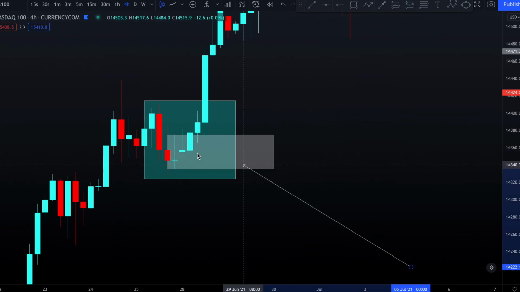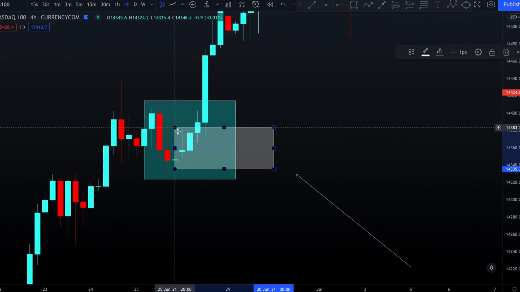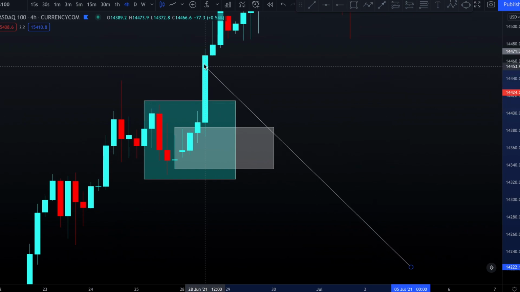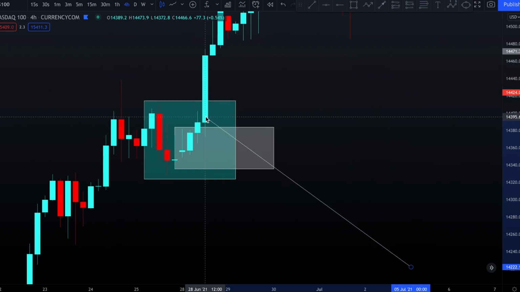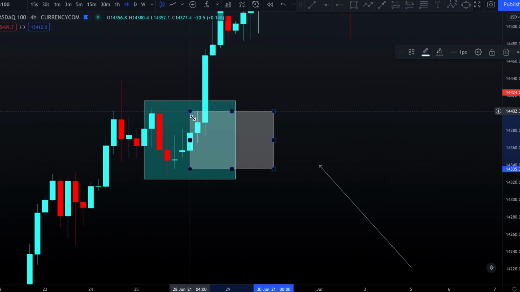Now what happens? No momentum in this next candle here. So what do we do? We shift it on, and we shift it on, and we shift it on. As you can see, this candle over here was the first candle that had real momentum being created. So this would be our order block over here.